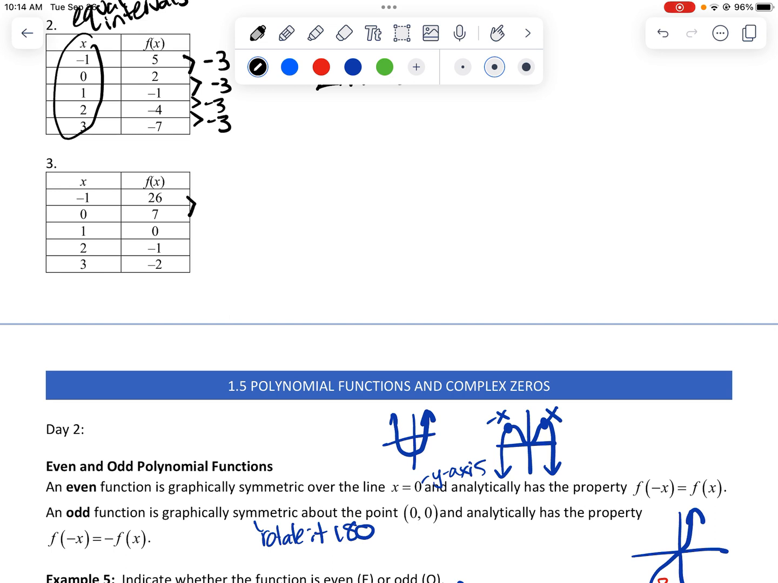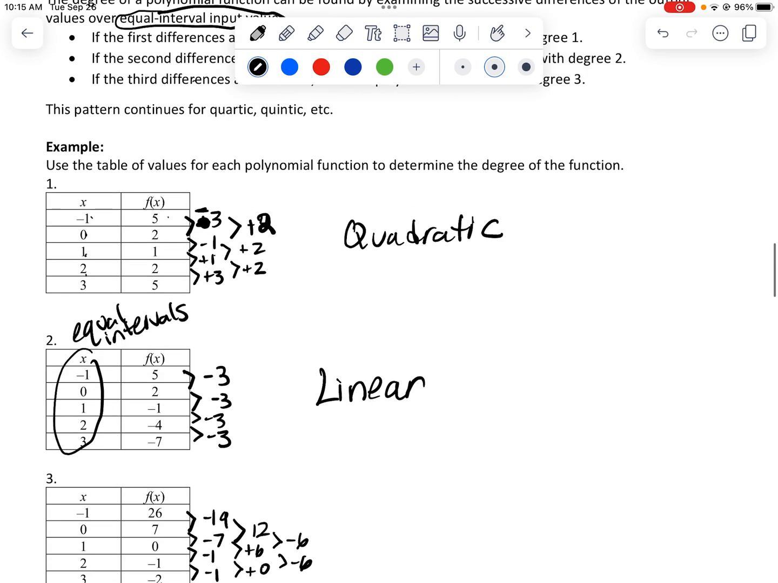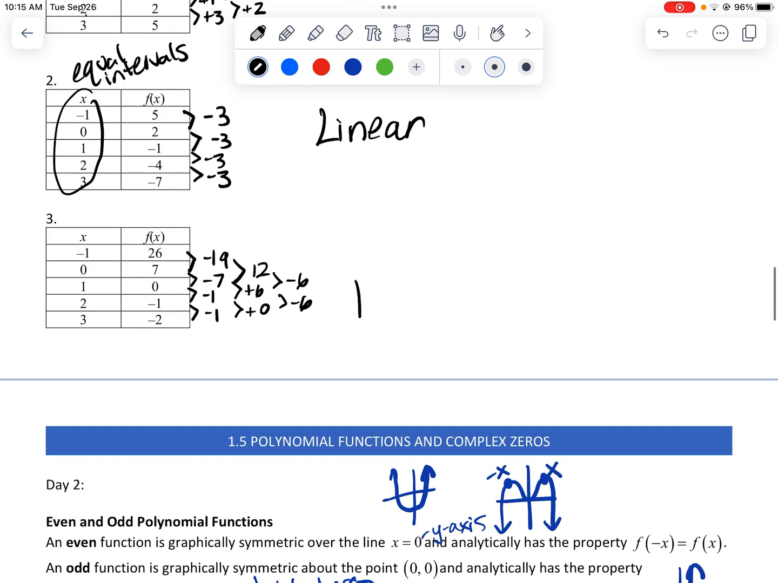Now let's see, 26 to 7, down by 19, down by 7, down by 1, down by 1. Let's see, 19 to 7, negative 7, so that's going up by 12, up by 6, up by 0. So down by 6, down by 6. The third is the same. So this is a polynomial of degree 3.